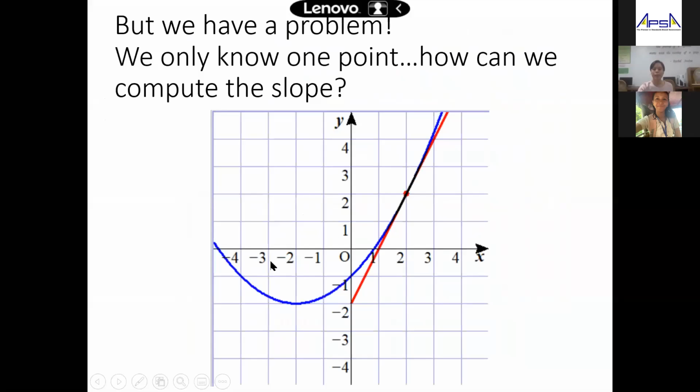However, there is a problem. Those who are teaching calculus, we know this. How can we compute the slope? The slope formula needs 2 points, but here there is only one point. This is specifically the point (2, 2). How do we get the slope? We only know 1 point.